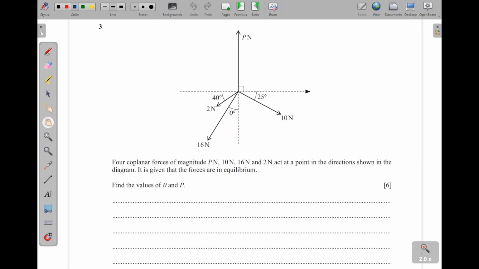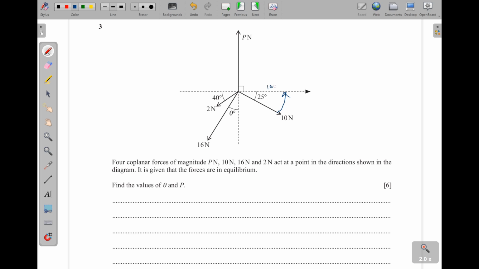Question 3. Four coplanar forces of magnitude P newtons, 10 newtons, 16 newtons, and 2 newtons act at a point in the directions shown in the diagram. It is given that the forces are in equilibrium. If the forces are in equilibrium, that means the resultant in x is 0, and also the resultant in y is 0. If you have been following me, we have always said that when you close, it's a cosine.